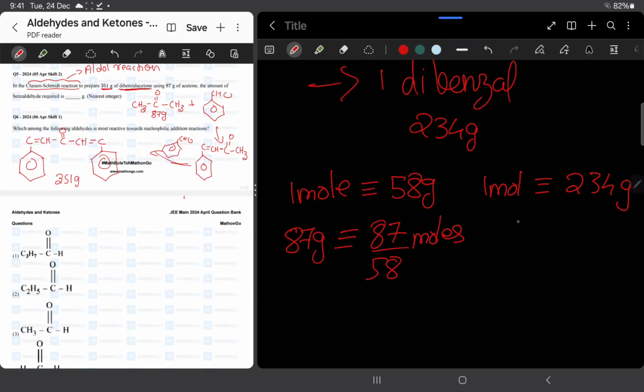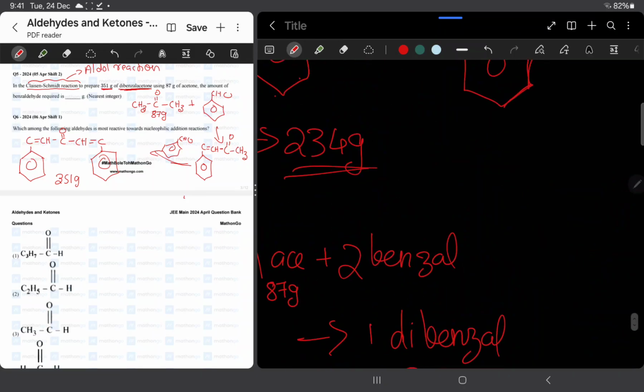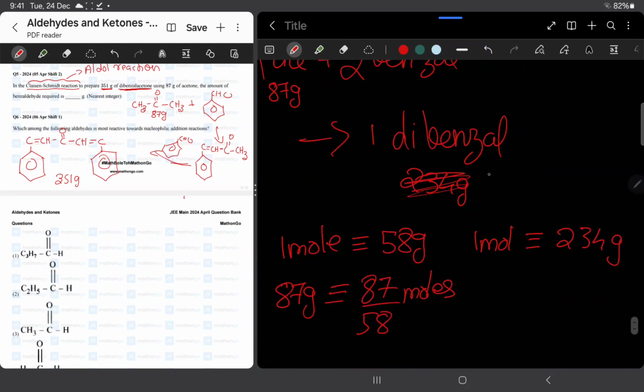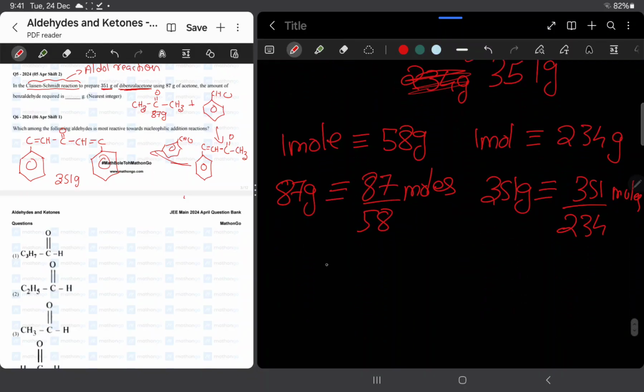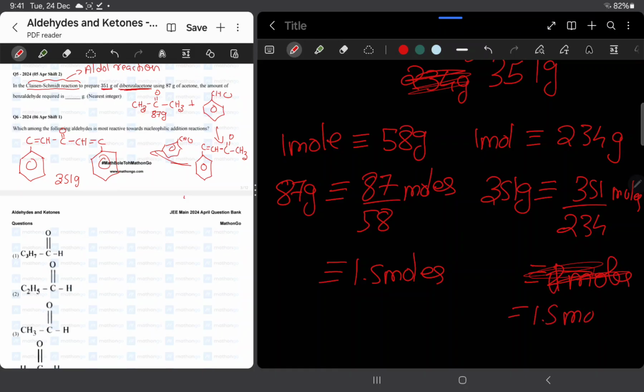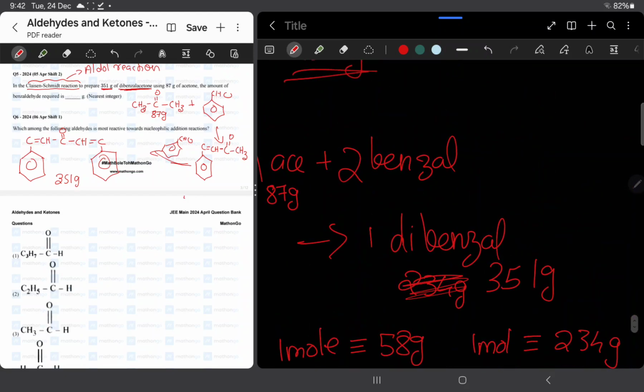Here how much are we getting? Not 234 gram. We are getting 351 gram of dibenzyl acetone, right? So 1 mole means 234, so 351 gram means how many moles? 351 by 234 moles. It will be 1.5 moles, both here and here. So here no limiting reagent is there. It's 1.5 moles of acetone and dibenzyl acetone we are getting.